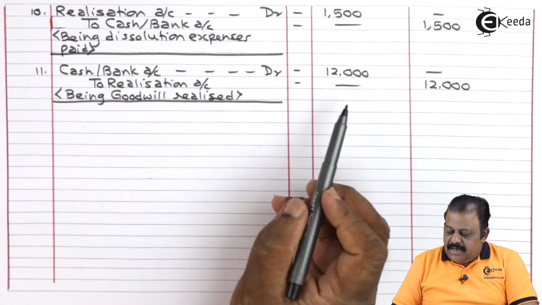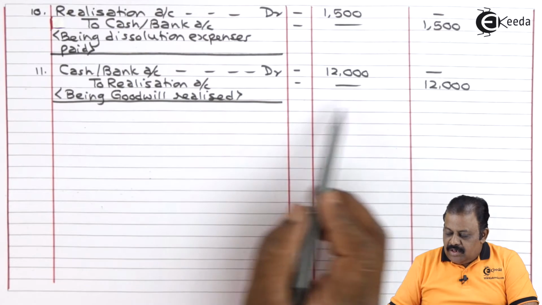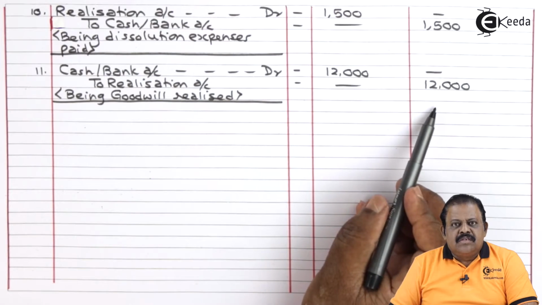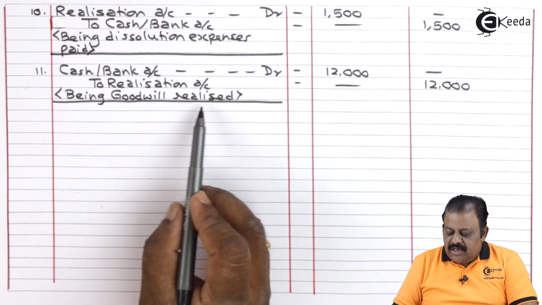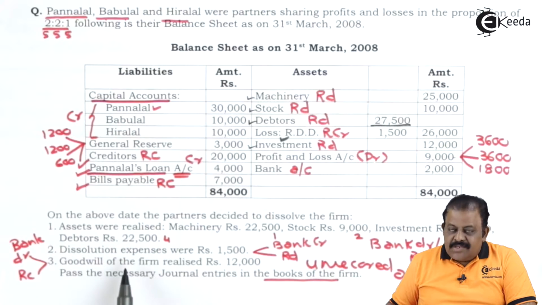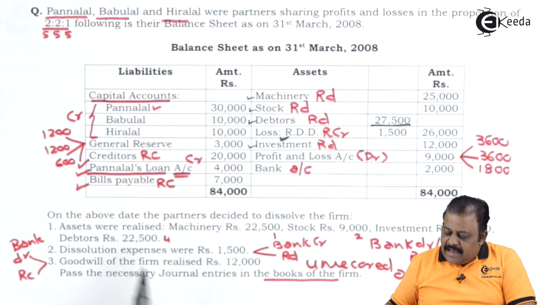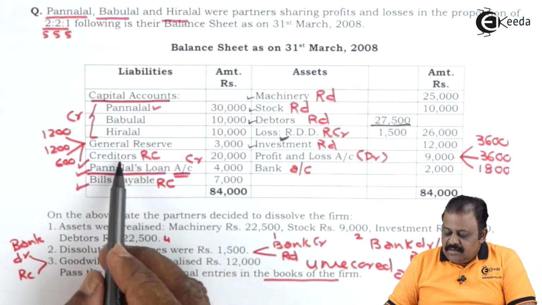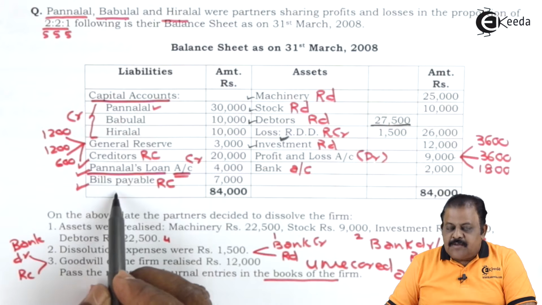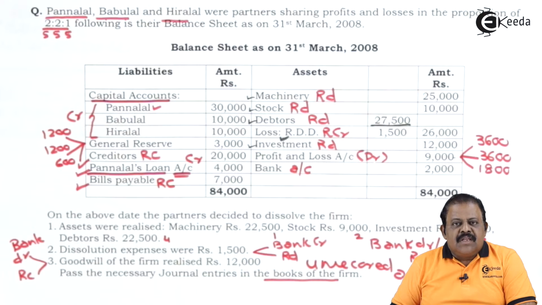Cash bank account debit 12,000 to realization account 12,000, being goodwill realized. With this we have completed all adjustments given in the question. The question is silent about these three liabilities: creditors, Pannalal's loan, and bills payable. Even though the information is not given in the question, we have to assume that those liabilities are paid, and accordingly entries should be recorded.